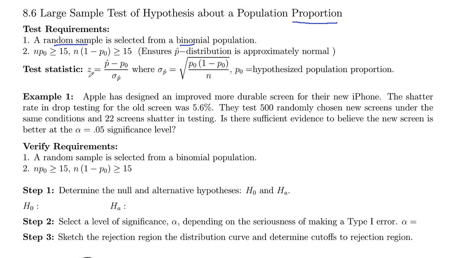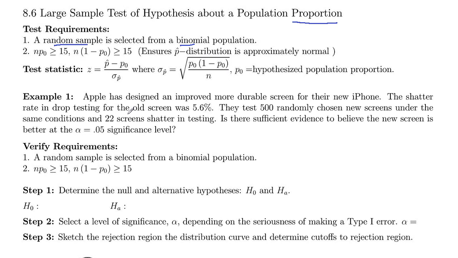Our test statistic, we're going to use the z distribution because our p-hat distribution is approximately normal when n is big enough. So it'll be p-hat minus p0, the hypothesized population proportion, divided by sigma p-hat, the standard deviation of the sampling distribution for p-hat. And then p0, again, our hypothesized population proportion.